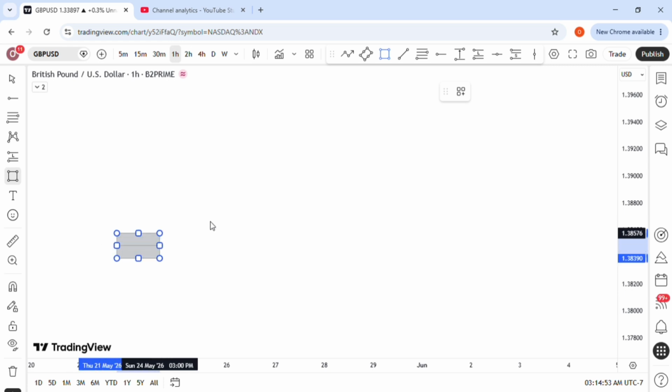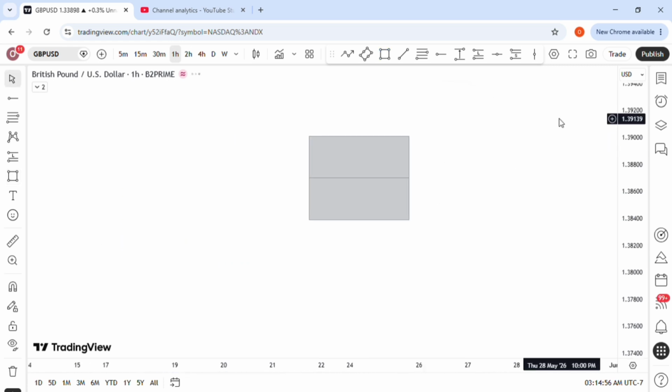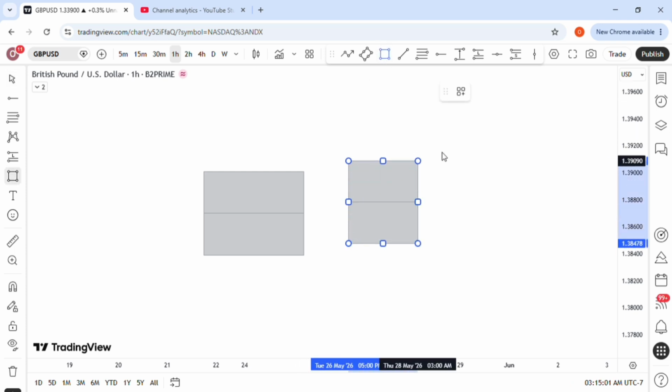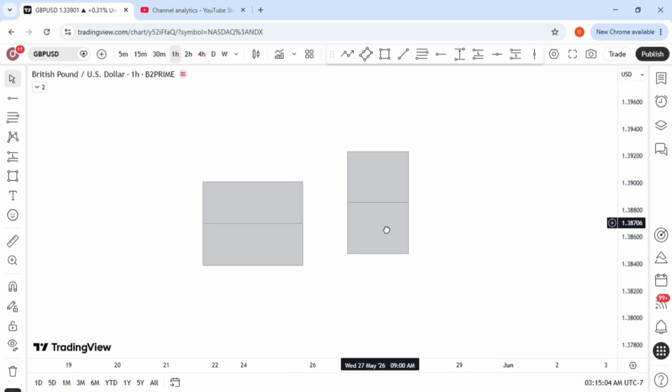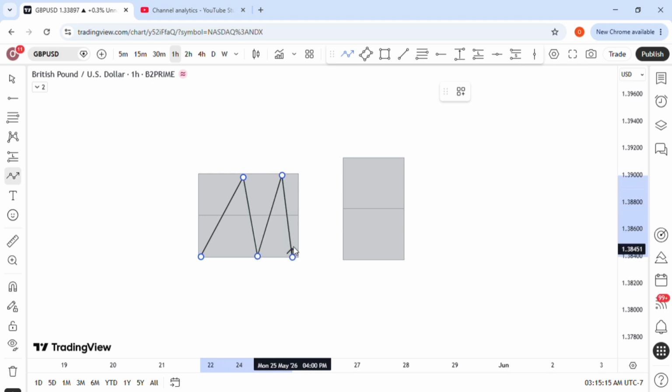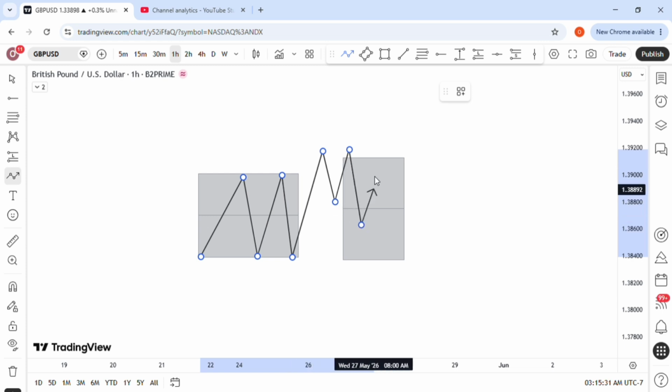Now, in scenario B, this is our normal Asian section and our London section. What are we looking for? If price ranges in the Asian section, that gives us our range. Market opens, price gives us our sweep of liquidity high and retraces. London section opens already. Price gives us a double bottom and a change of character here.